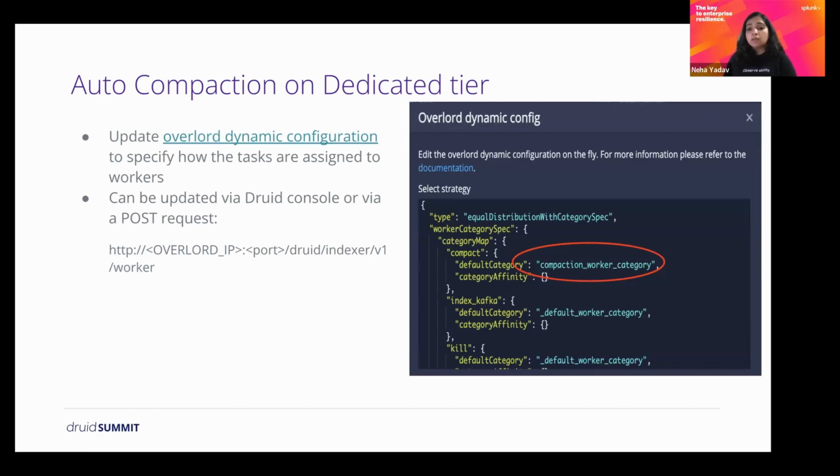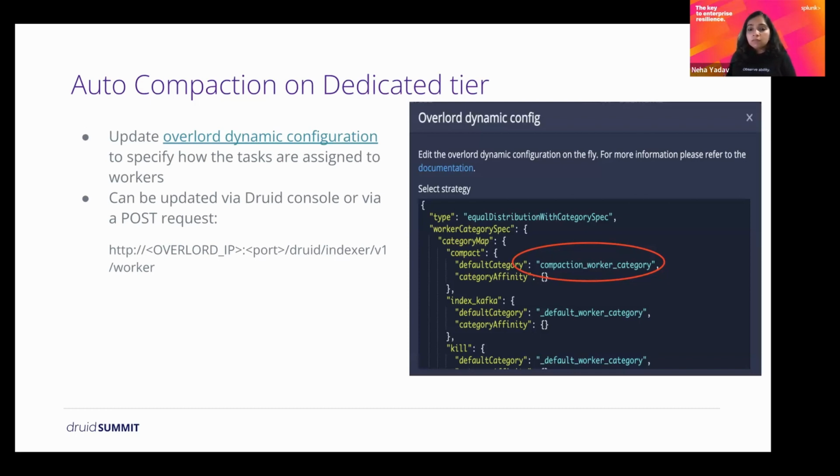This will make sure that the tasks are distributed equally among all the workers. We also need to make sure that our compaction task actually runs on the new category that we defined in the middle manager service properties. One other callout here is that just specifying that a compact task runs on the new category will not work. We will have to make sure that we specify that our index tasks and kill tasks are running on appropriate categories. Otherwise, those tasks will run wherever the slots are available.